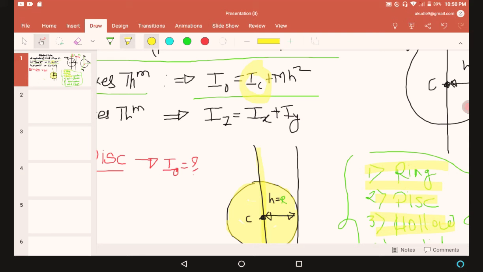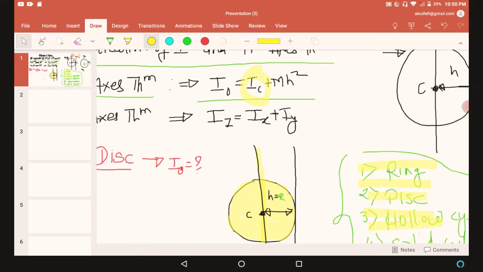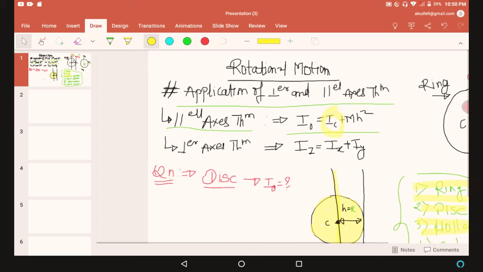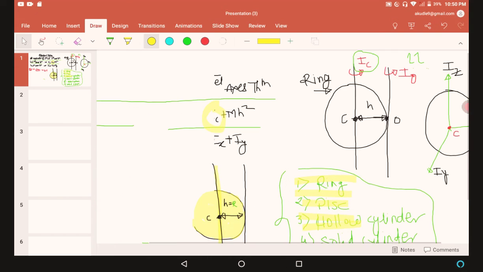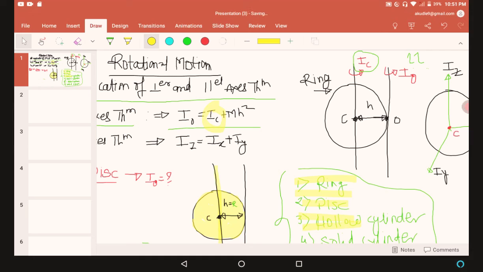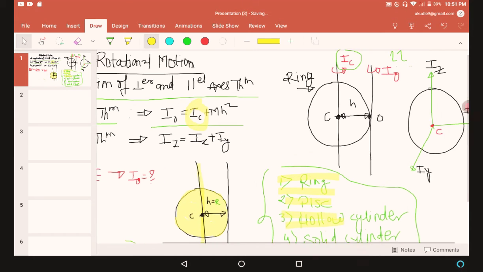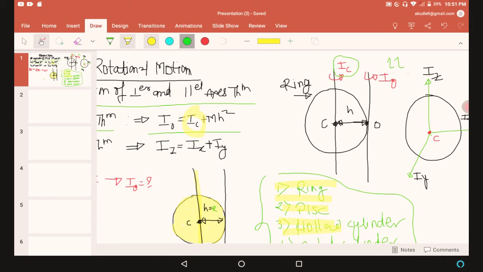And what is M? Here M is nothing but the mass of the given shape. For example, if it is a ring, M is the mass of the ring. And what is H? H is nothing but the perpendicular distance between two parallel axes.